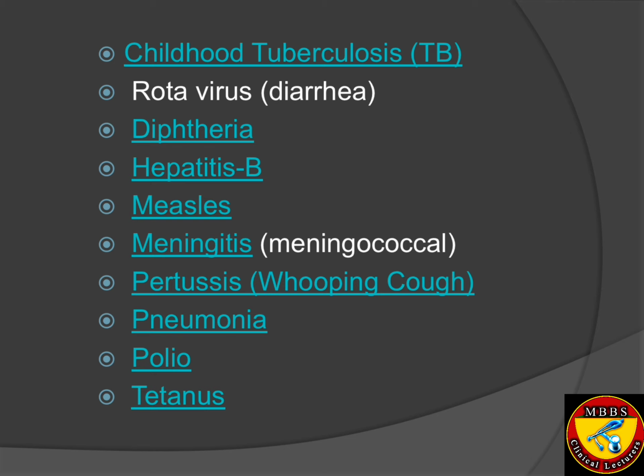Even for vaccination, which is given to every child, childhood tuberculosis has a live attenuated tuberculin bacillus given for it. For rotavirus, another viral disease, vaccination is also done. And out of these vaccinations, only diphtheria and tetanus are the toxoids.